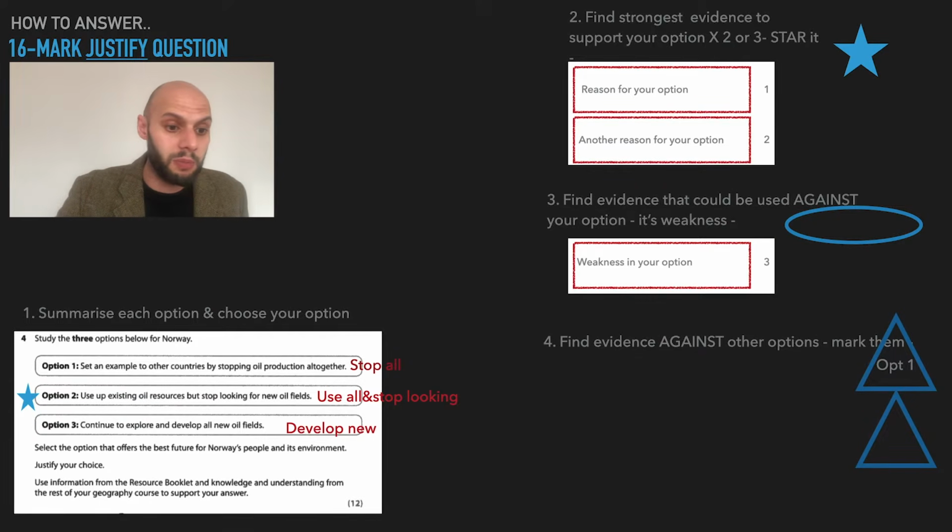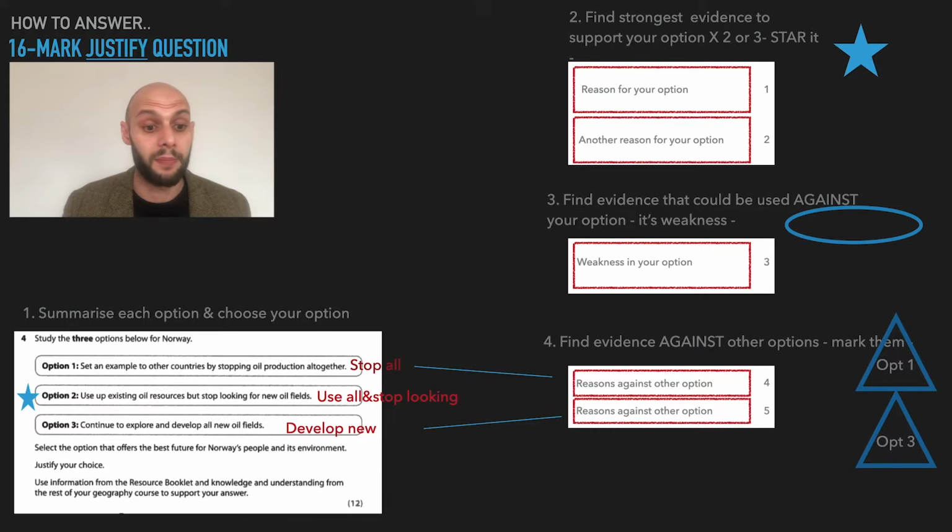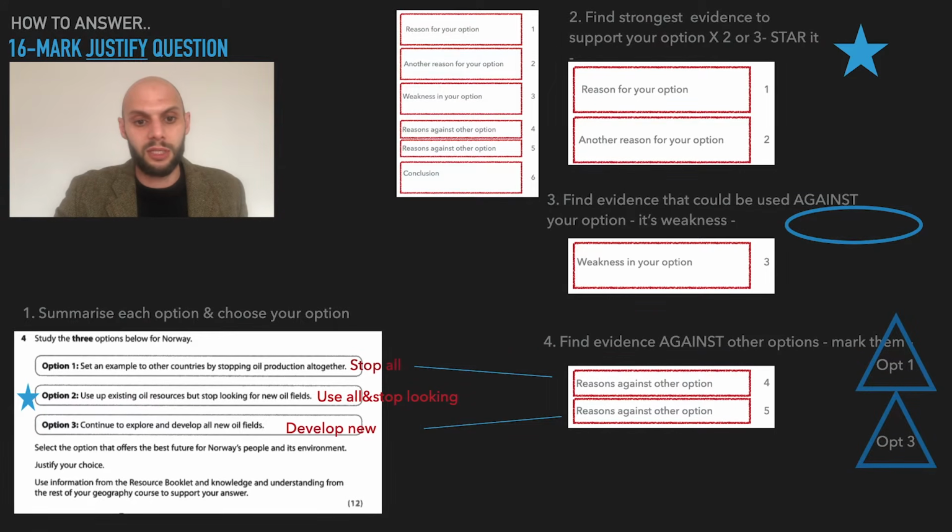So for example, option 1 here, obviously that's going to make up your 4th and 5th mini paragraphs. So option 1 is stopping all oil production. So I'm going to find some sort of evidence of why that's a bad idea. Option 3 is going to be continue exploring new oil fields. I'm going to find evidence of why that's a bad idea. I'm going to star them. That's going to make up then my 4th and 5th paragraph. Okay, so it should then obviously follow this, and then all you've got left to do is your conclusion, which we will talk about in a second.